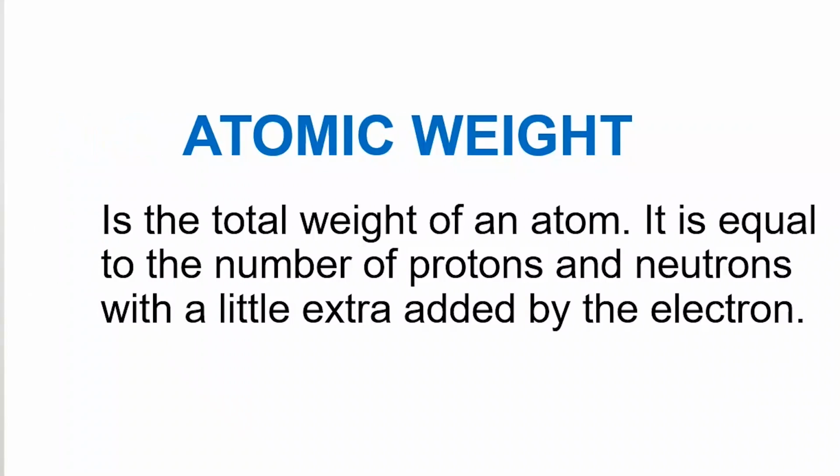Now, atomic weight. Now, we talked about the mass. You know, we know from mass you can get weight. 10 grams of mass is equal to 0.1 Newton of weight. So now the total weight of the protons and the neutrons and the electrons is called atomic weight. When the mass is being gotten, the total weight of them is called the atomic weight. The atomic weight is the total weight of an atom. It is equal to the number of protons and neutrons with a little extra added by the electron.